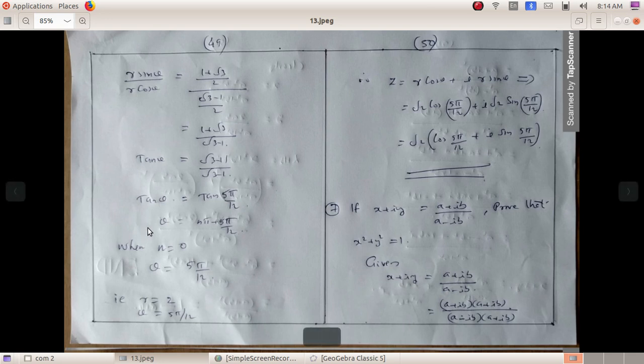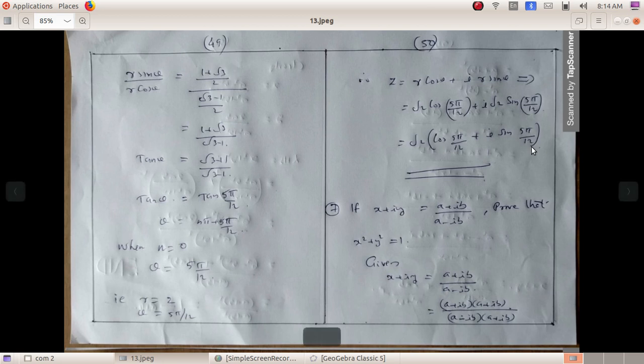Then by the formula, theta is equal to n pi plus y. So y means 5 pi by 12. When n is equal to 0, theta is equal to 5 pi by 12. So we are taking this principal argument value 5 pi by 12. So r is equal to root 2 and theta is equal to 5 pi by 12. Then you can write the complex number in its polar form as root 2 (cos 5 pi by 12 plus i sin 5 pi by 12).